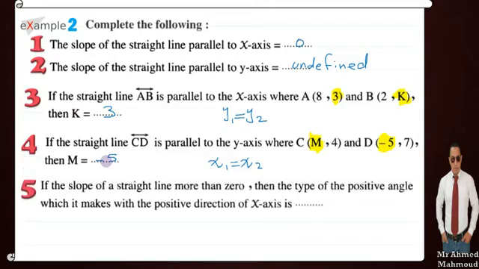Number 5, the slope of the straight line is more than 0. More than 0 means positive slope. Then the type of the angle which it makes with the positive direction of the x-axis is acute.